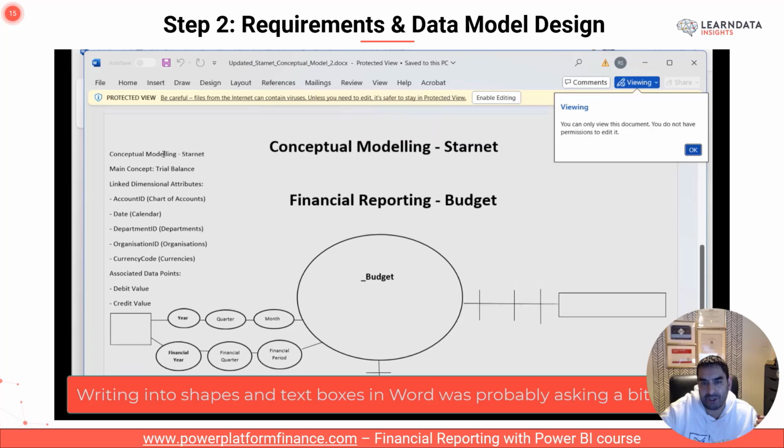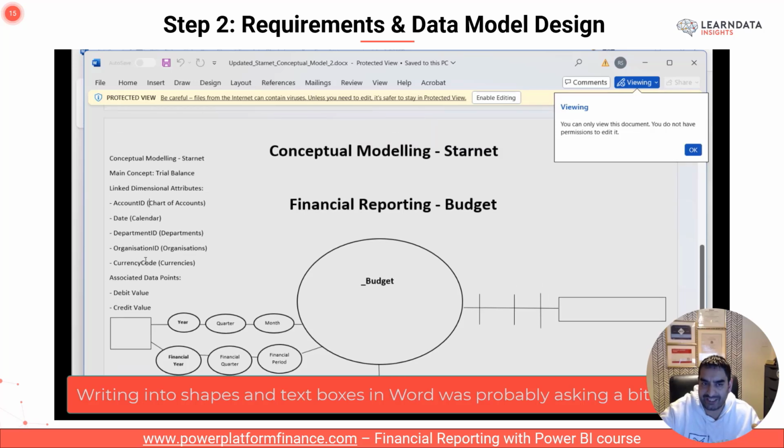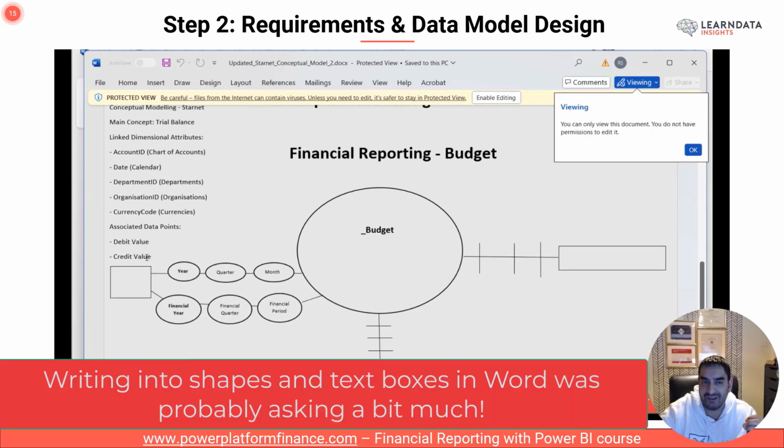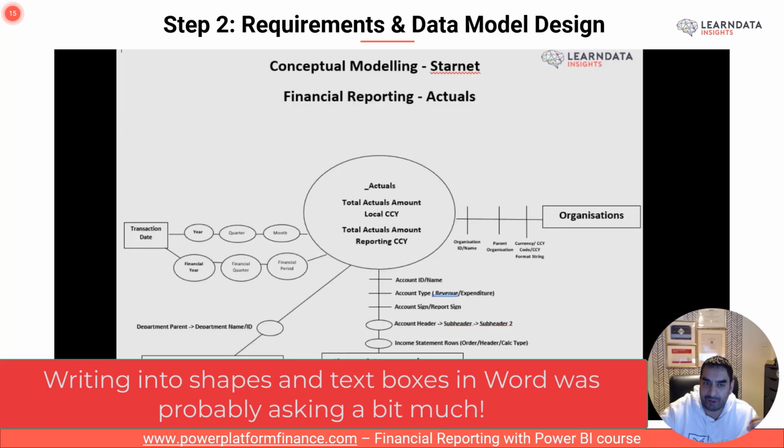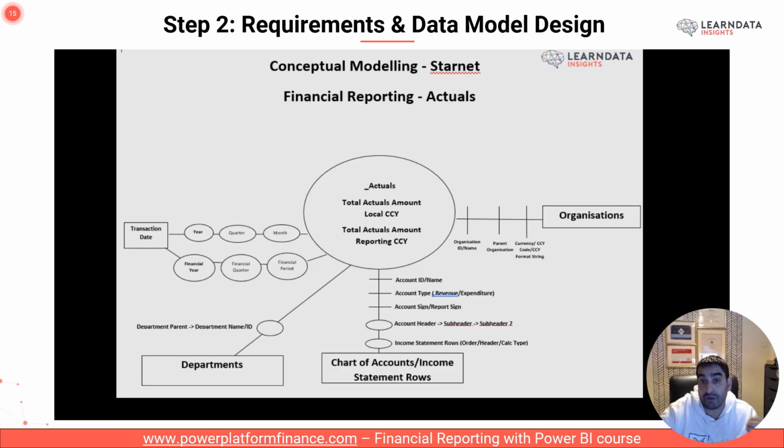And you can see it's put some of the actual attributes, but it's just listed them out. It wasn't able to put them into text boxes and shapes. And to be fair, asking ChatGPT to populate shapes and text boxes in Word is probably a bit much. But this is an example of a completed star net.